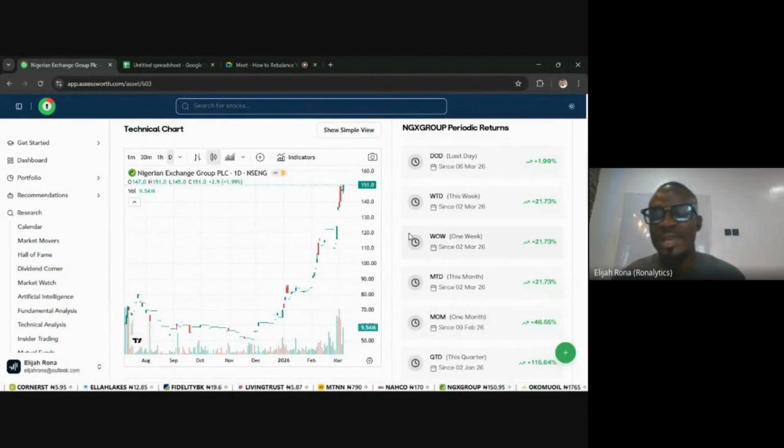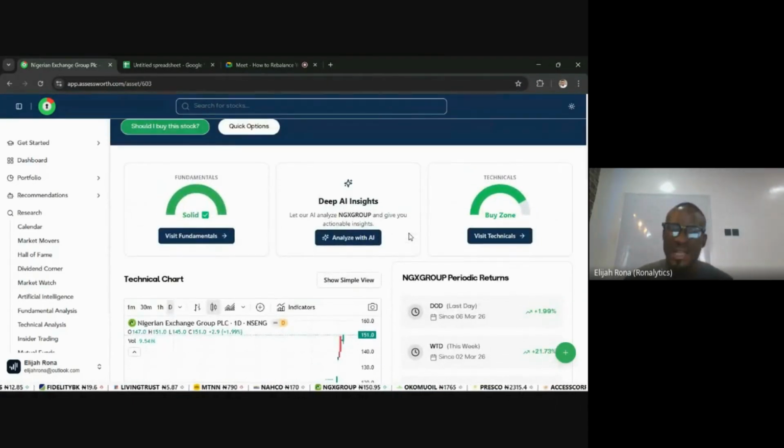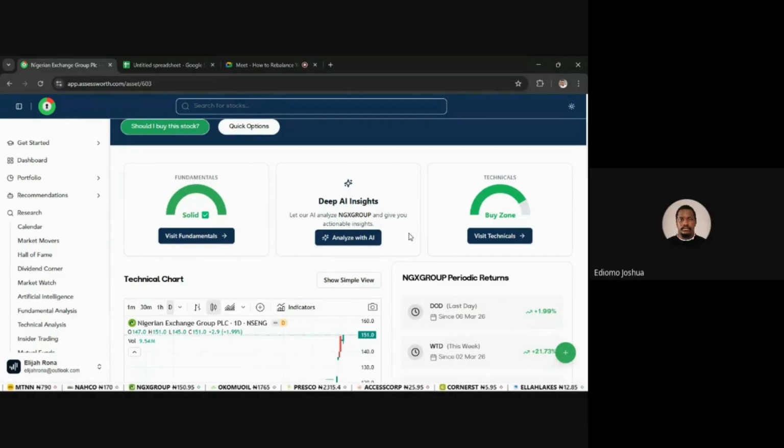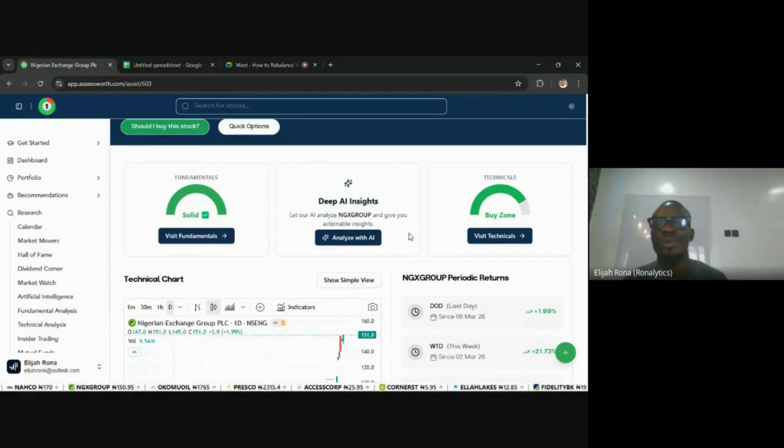But the thing now is that you need to understand the core fundamentals. Why are stocks different from cryptocurrencies? Or why are stocks different from currencies generally?